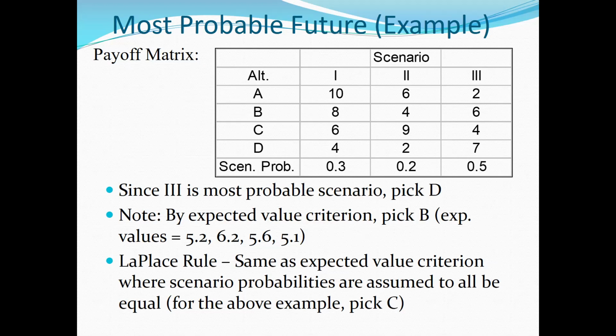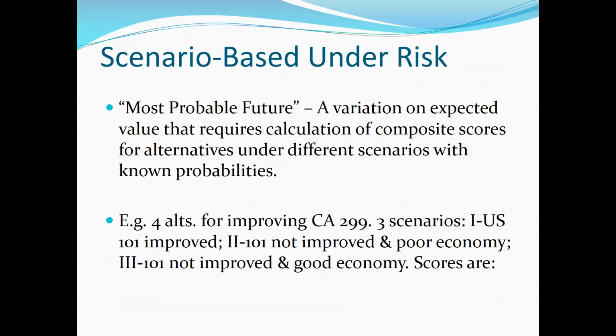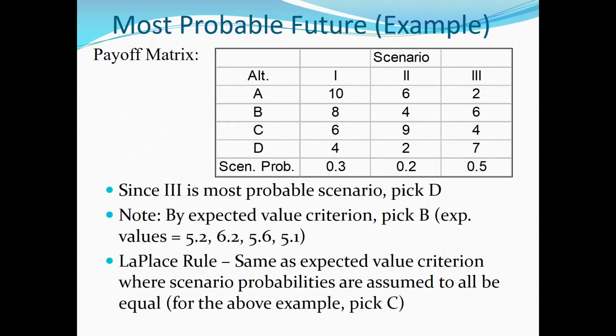The scenario probabilities in this case are 0.3 for scenario 1, where US 101 is improved. The probability for scenario 2 is 0.2, where you have US 101 not improved and a poor economy. And scenario 3, where US 101 is not improved and you have a good economy, is 0.5. Okay, if you add up all the probabilities, they obviously add up to 1.0, which is nice. And then you're given payoff values for each of these alternatives, and we are trying to figure out how to pick alternatives.